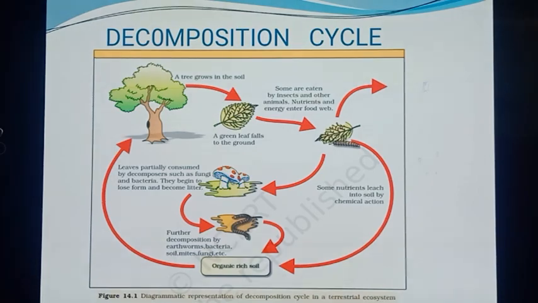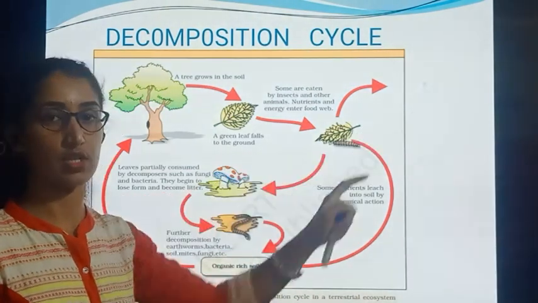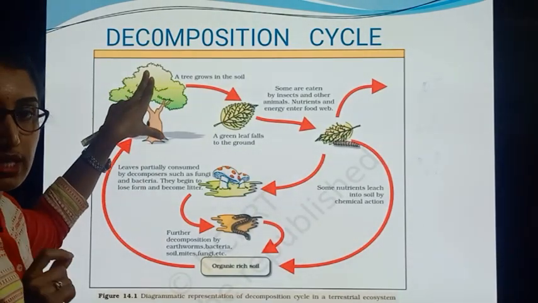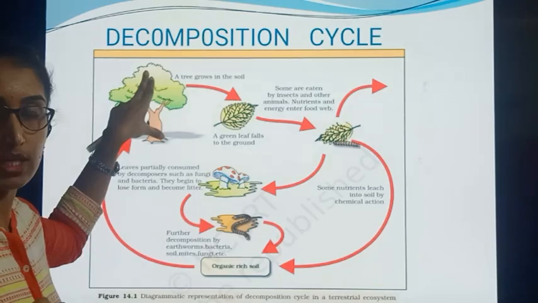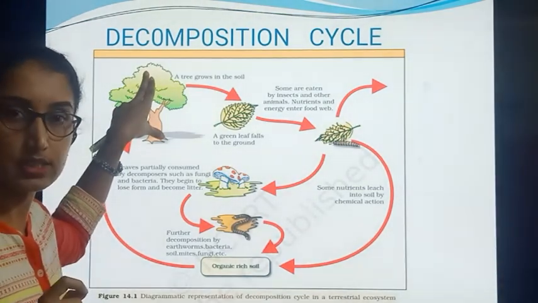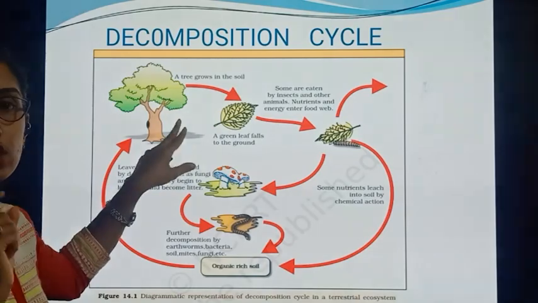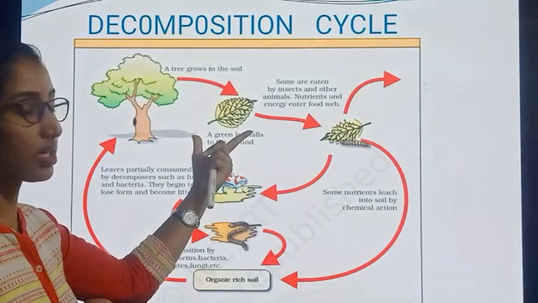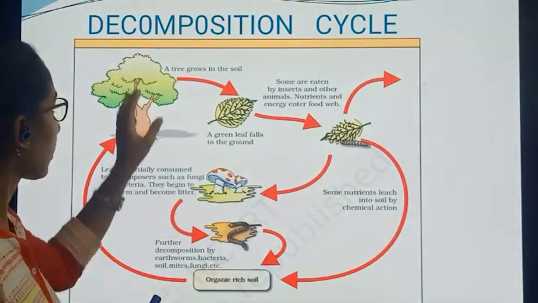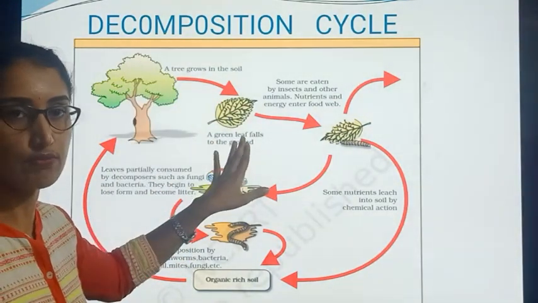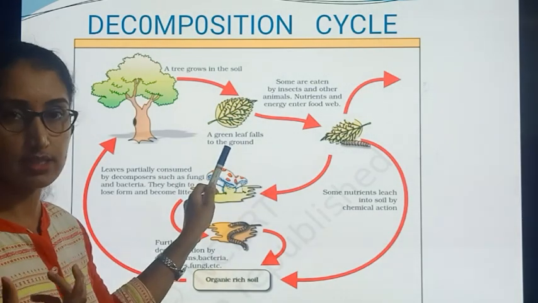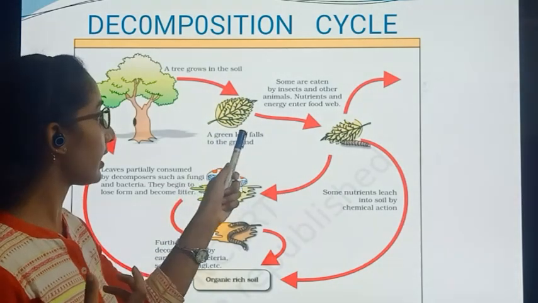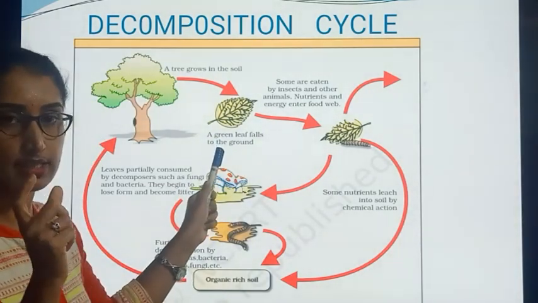Now, the first step is fragmentation. Fragmentation means breakdown. What do we need? We need a raw material for decomposition. What is the raw material? The raw material is the organic substance. We have taken the green leaf as the organic substance. A fresh leaf which has fallen from the tree is now the detritus for us. That is the green leaf which has fallen on the ground. That is the raw material.